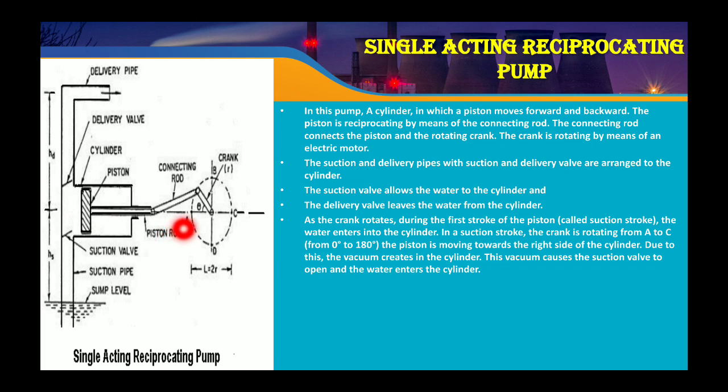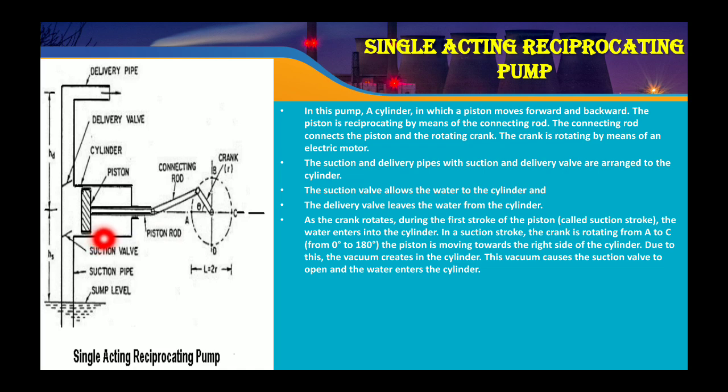When this crank is moving from 0 to 180, this piston is moving to this side. In the suction stroke, the crank is rotating from A to C. Due to this, a vacuum is created in the cylinder. So when this piston moves from this part to that part, there is a vacuum, or an empty space is created.